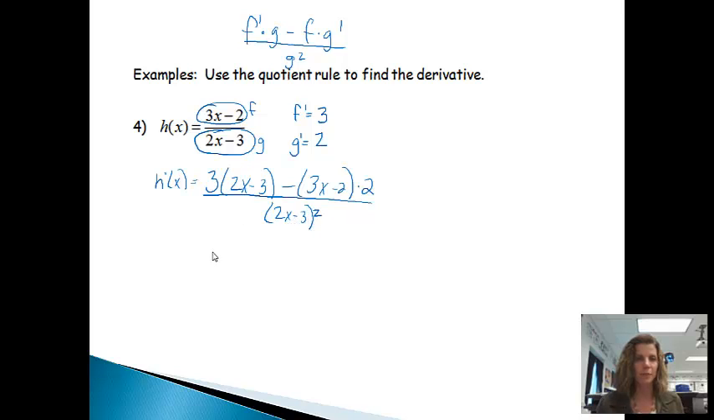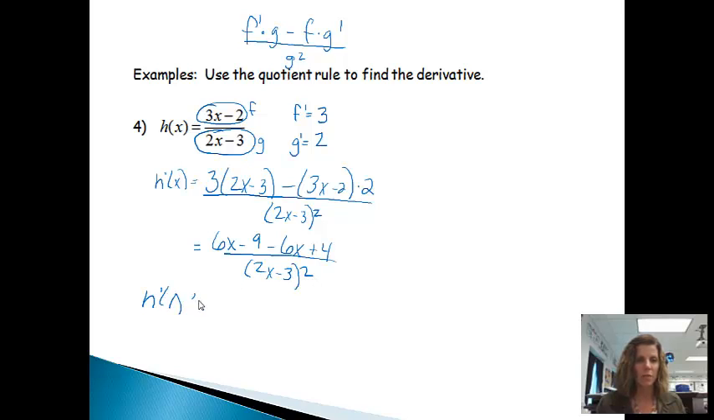All right, from here I would like to get rid of the parentheses in the numerator, so I will have 6x minus 9 minus 6x plus 4. Notice when I'm doing this, this minus is going to distribute, so when I do negative 2 times 2, it's negative 4, but there is that minus there that gets distributed. That's why it turned into plus 4. And then it's still all over 2x minus 3 squared.